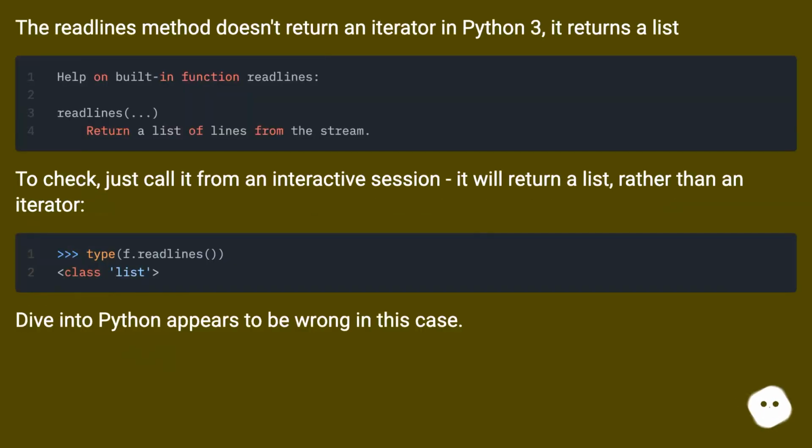The readlines method doesn't return an iterator in Python 3, it returns a list. To check, just call it from an interactive session, it will return a list rather than an iterator. Dive into Python appears to be wrong in this case.